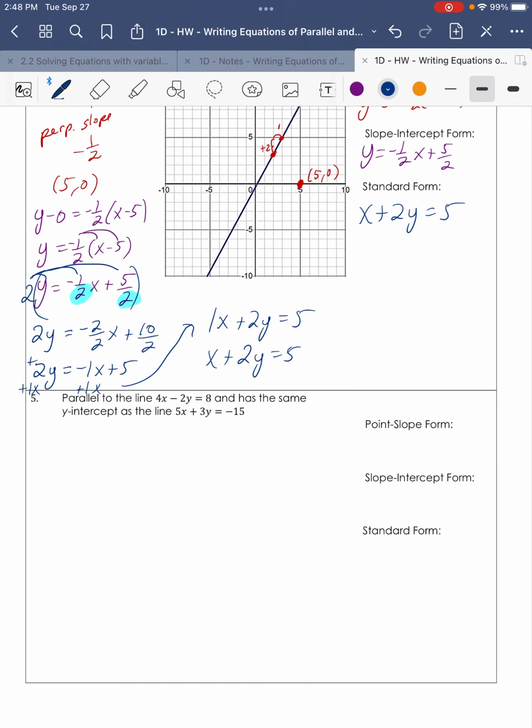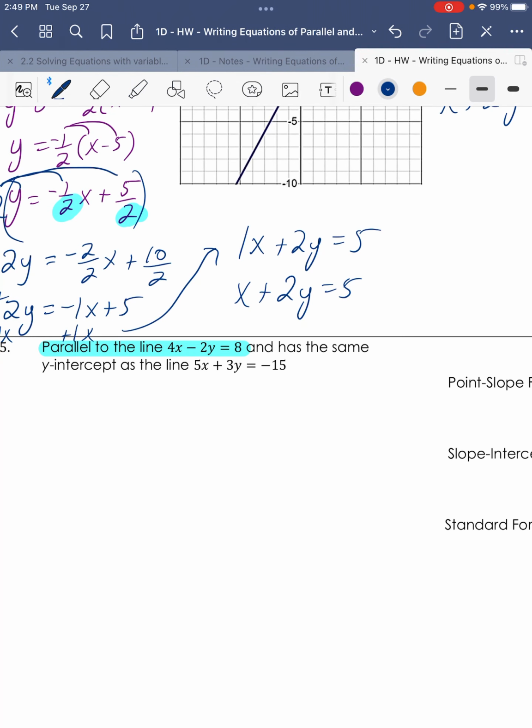And the last one: parallel to the line 4x minus 2y equals 8, and the same y-intercept as the line. Okay, so parallel, that's our first part. To find a parallel, it means we need to have a slope. So we've got to get the slope here. To find the slope of this equation, we can't find it in standard form. We need to get its slope-intercept form. So I'm going to solve for y.